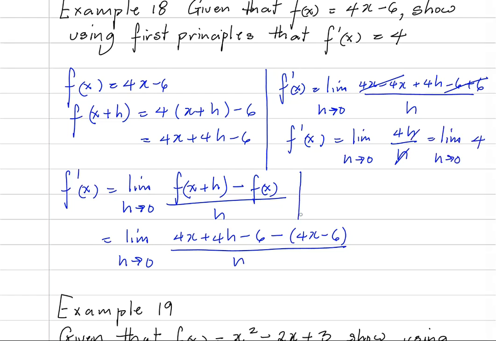All right, and since there's no h, f prime of x is now equal to just 4, because as h approaches 0, it doesn't affect a constant, which is 4. So the limit as h approaches 0 of 4 is 4.